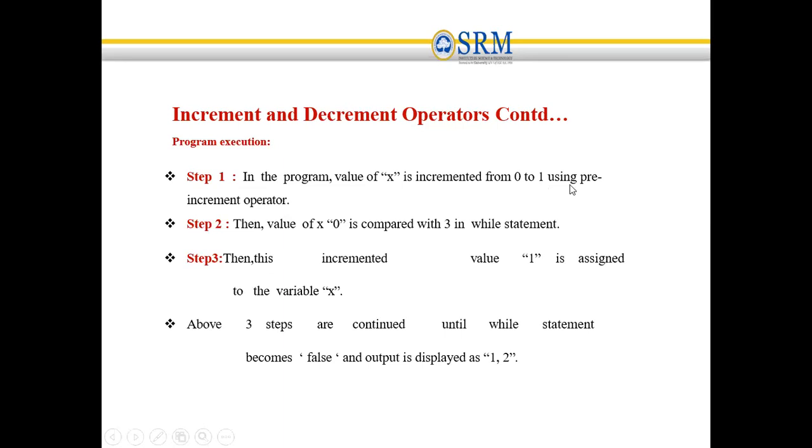If you look at the program execution of the second example, x is incremented from 0 to 1 using the pre-increment operator. That is the first step. Then the value of x is compared with 3 in the while statement. Then this incremented value 1 is assigned to the variable x. So the above 3 steps are continued until the while statement becomes false and the output is displayed as 1 and 2.